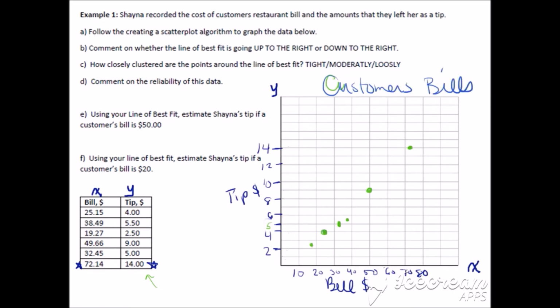There we go. Okay, now B, comment on whether the line of best fit goes up to the right or down to the right. So when we talk about up to the right, we talk about a line that looks like that, and then down to the right, going down. We always read graphs from left to right, just like we read a book. Okay, so if I want to draw a line of best fit, and this is going to be approximate, of course use your ruler.